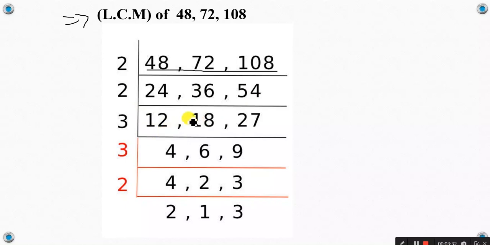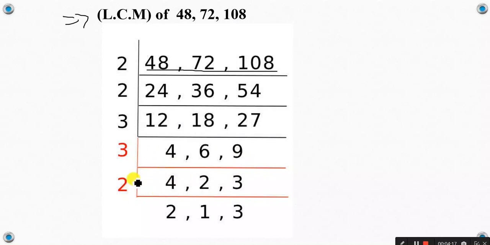Now 2 does not divide 27 without remainder, so we try the next prime number, which is 3. 12 by 3 is 4, 18 by 3 is 6, 27 by 3 is 9. Now we can also divide all these numbers by 3. 4 is not divisible by 3, but 6 is. So 4 moves as it is. 6 divided by 3 is 2. 9 divided by 3 is 3.